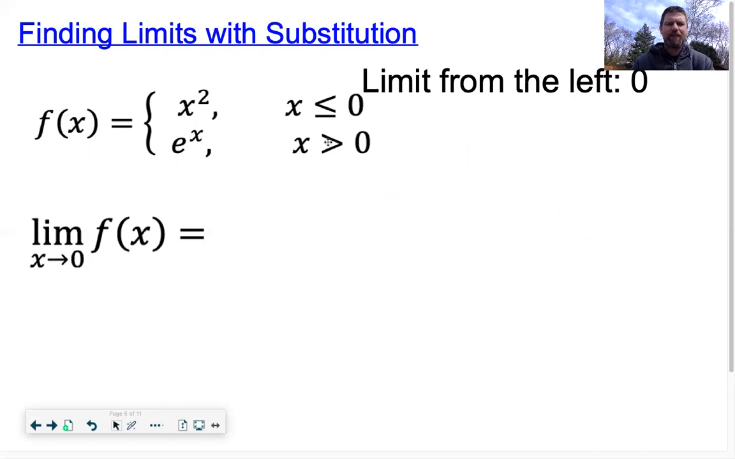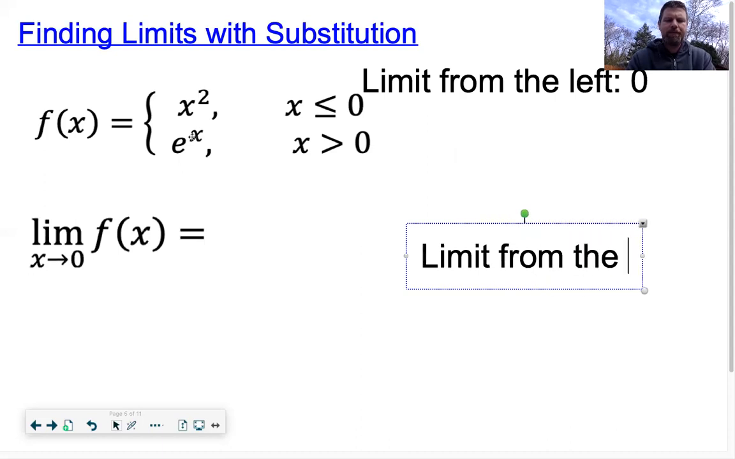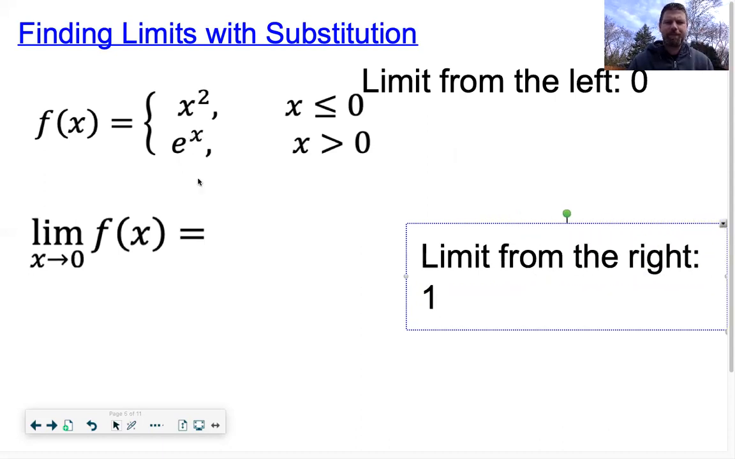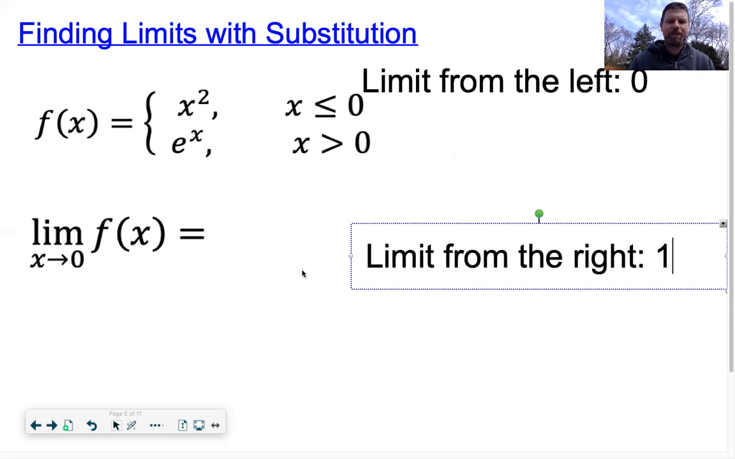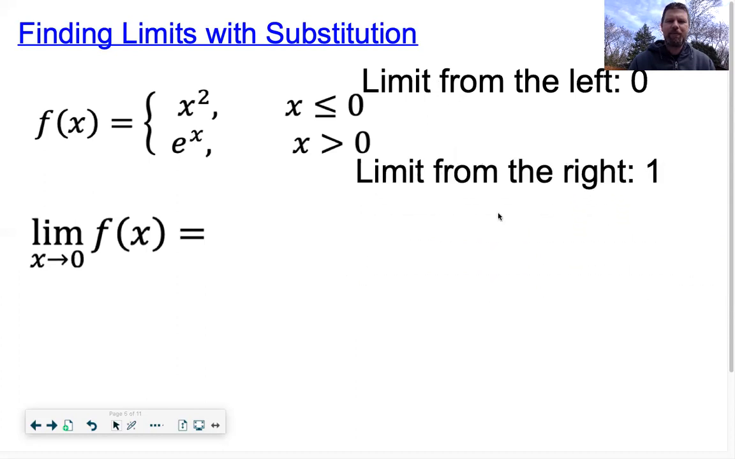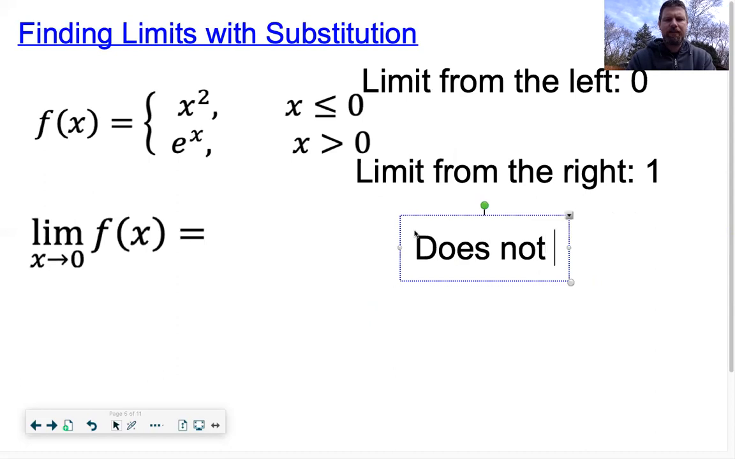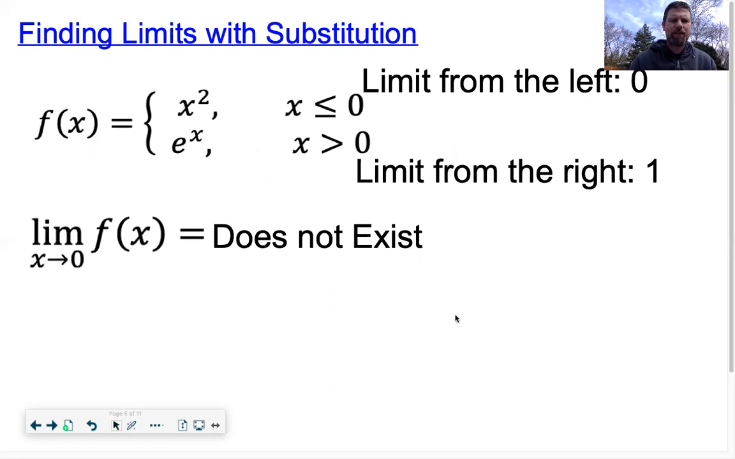However, from the right-hand side, as x gets closer and closer to 0 from the right, then I'm using e to the x. I can use substitution here as well, plug a 0 in there. I've got e to the 0, and anything to the 0 power is 1. So the limit from the right is 1. Which leads me to another problem. The limit from the left and the limit from the right do not agree. We know when that happens, the limit as a whole does not exist. So the answer for this one is the limit does not exist.